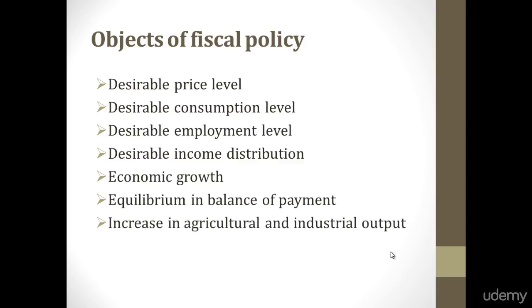Increase in agricultural and industrial outputs. Another object of fiscal policy is to achieve a high level of agricultural and industrial production, so that demand inside and outside the country can be satisfied. Proper utilization of resources. Due to deficiency of capital, the resources remain unutilized. The deficiency of capital can be removed with the help of fiscal policy.